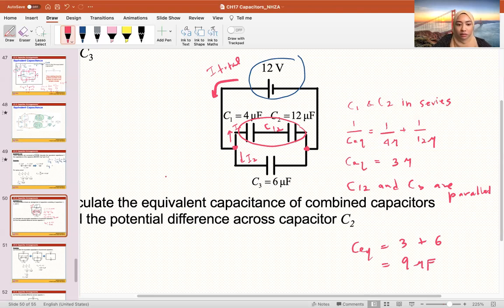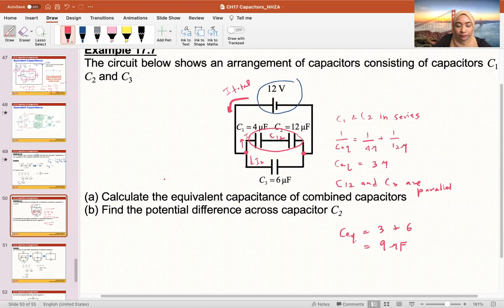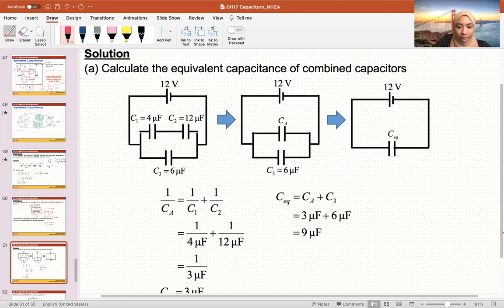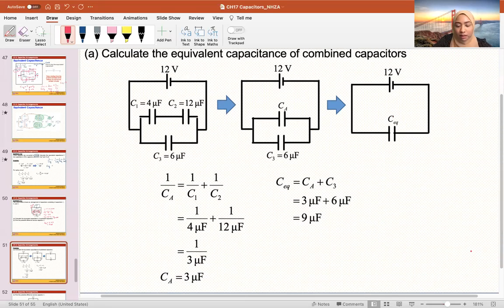Okay, so let's see if we got the answer. It's asking to find the potential difference across capacitor C2. Okay, never mind, we'll do that later. So we got 9. Yay. So it was 3 for the top part. 3 in parallel with 6 gives you 9. So they redrew the circuit to just have C equivalent.